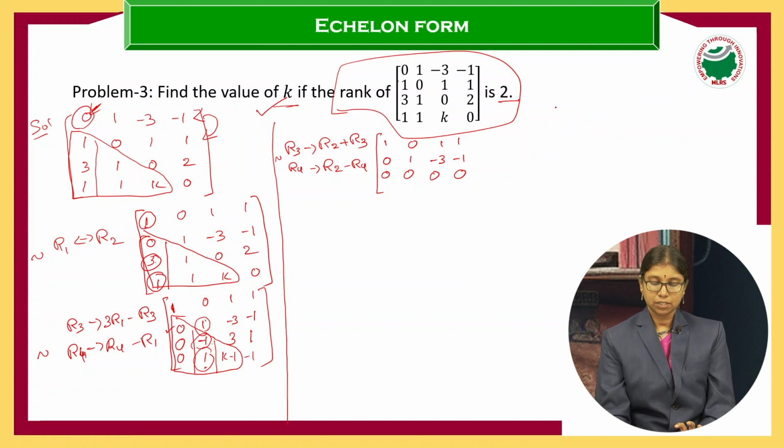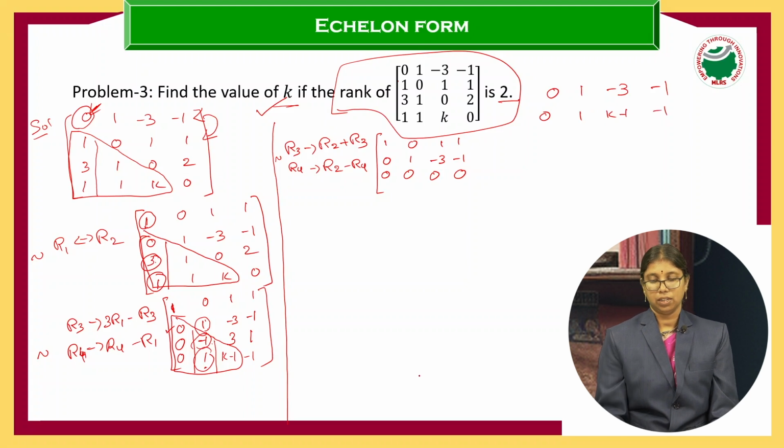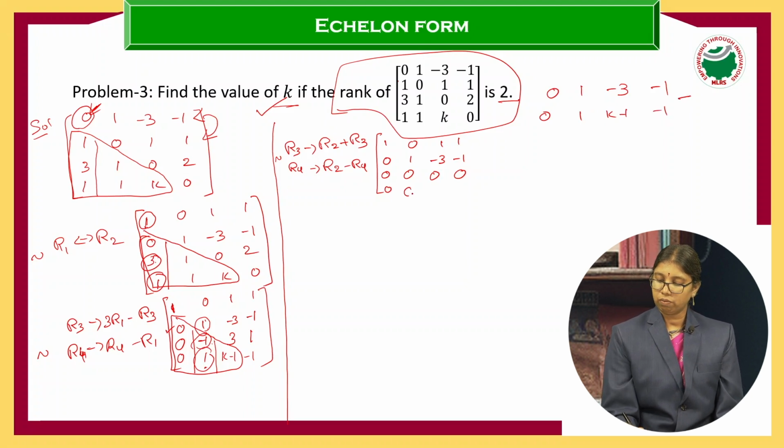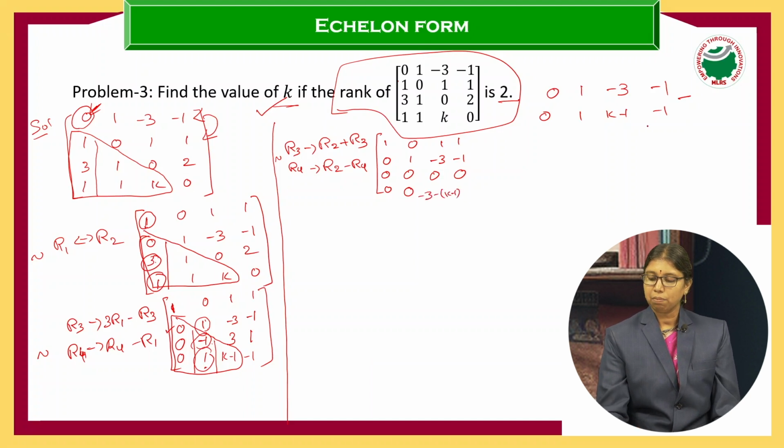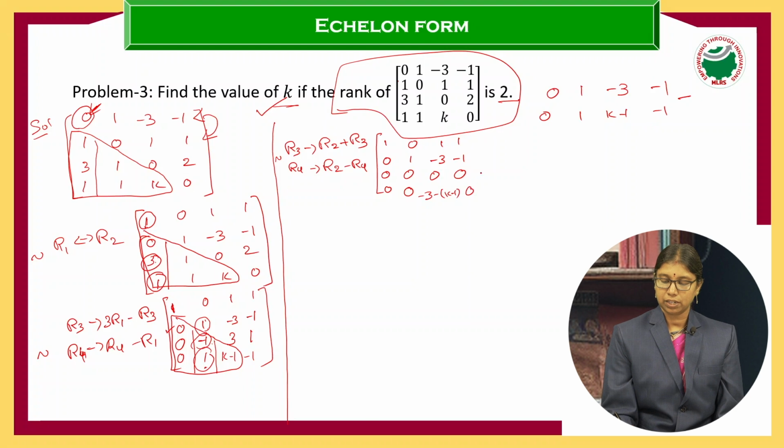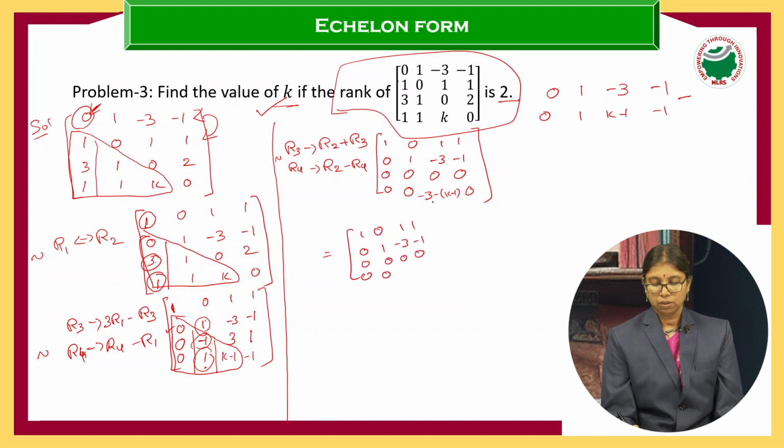Next, for R4, the row operation is R2 minus R4. So now what is R2 minus R4? R2, the second row, is 0, 1, minus 3, minus 1. R4 is 0, 1, k minus 1, minus 1. By subtracting, this is 0, 1 minus 1 is 0, minus 3 minus of k minus 1, and minus 1 minus of minus 1 plus 1, so that is also 0. That means you will get 1, 0, 1, 1, 0, 1, minus 3, minus 1, 0, 0, 0, 0, and 0, 0, minus 3 minus k plus 1, that is minus k minus 2, 0.